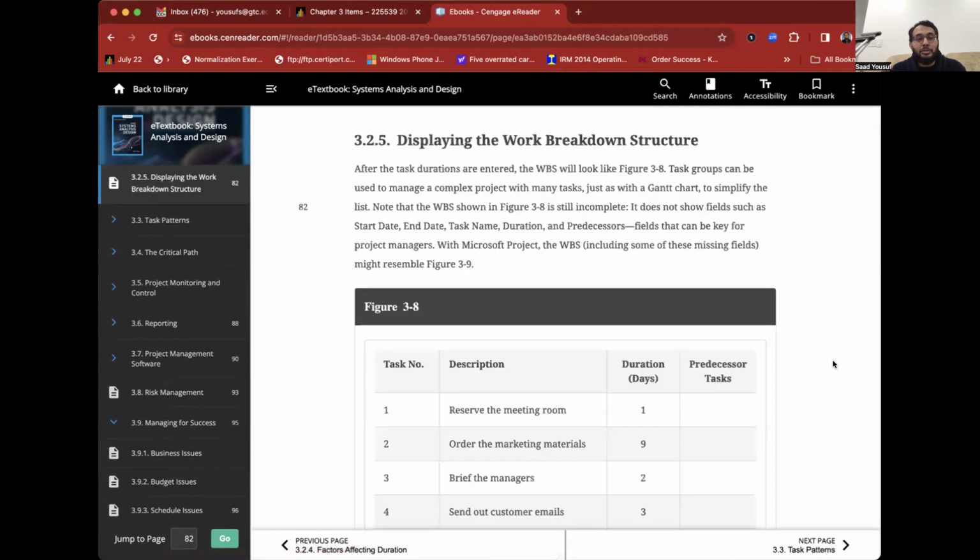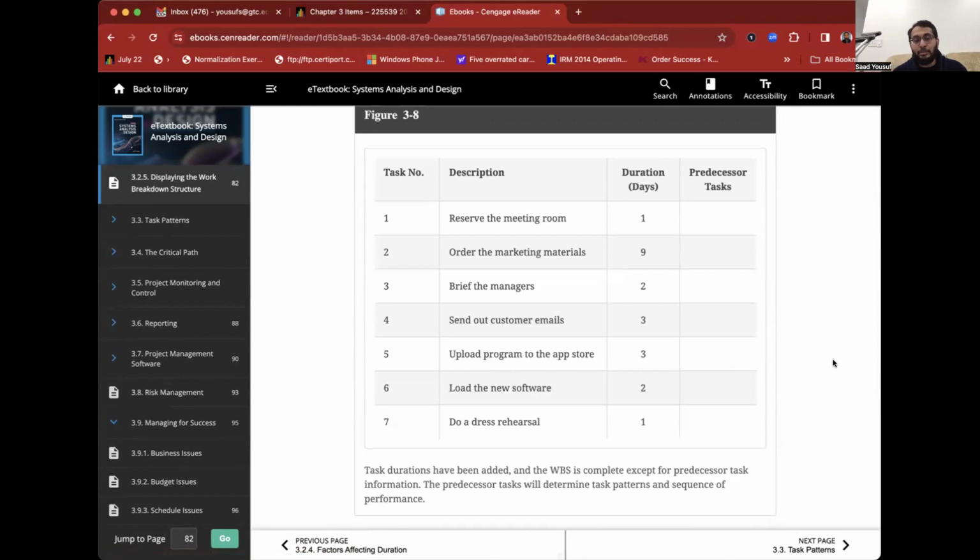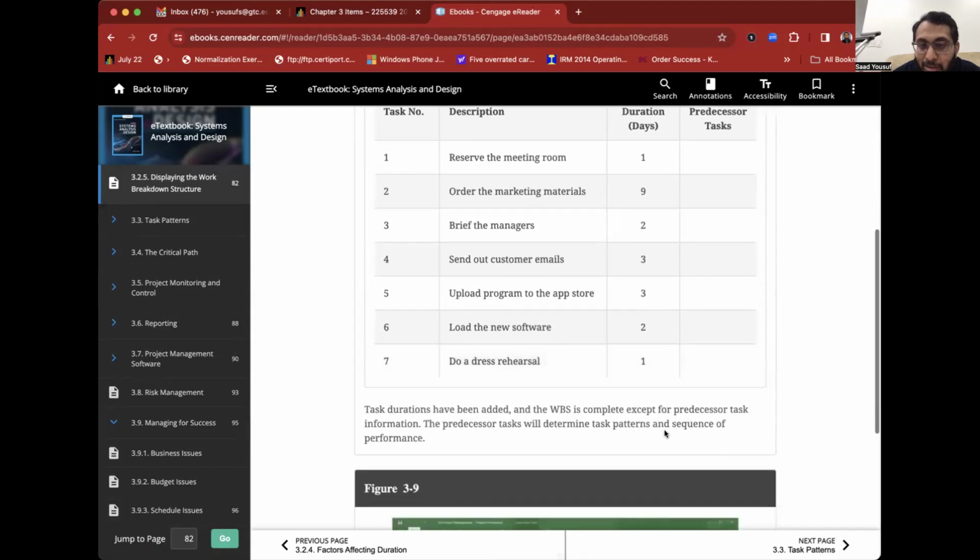Okay, moving on to displaying the work breakdown structure. This is the table we created, where the tasks were listed and the description was written. Now we are writing the person days next to each duration. So for example, reserving the room is a 1-day task. Ordering the marketing material will take 9. Briefing the manager will take 2 days, and so and so forth. We come up with the duration for each one of them. Now comes the next question.